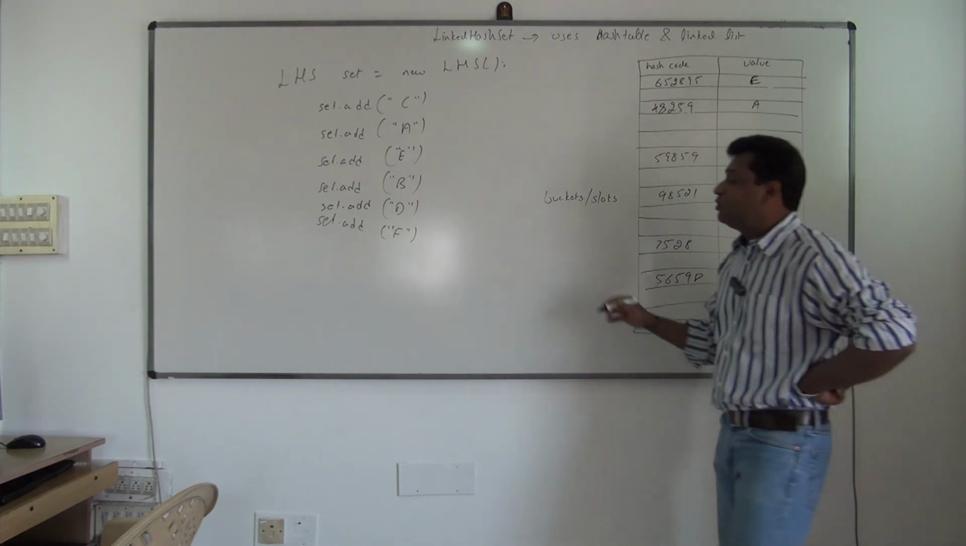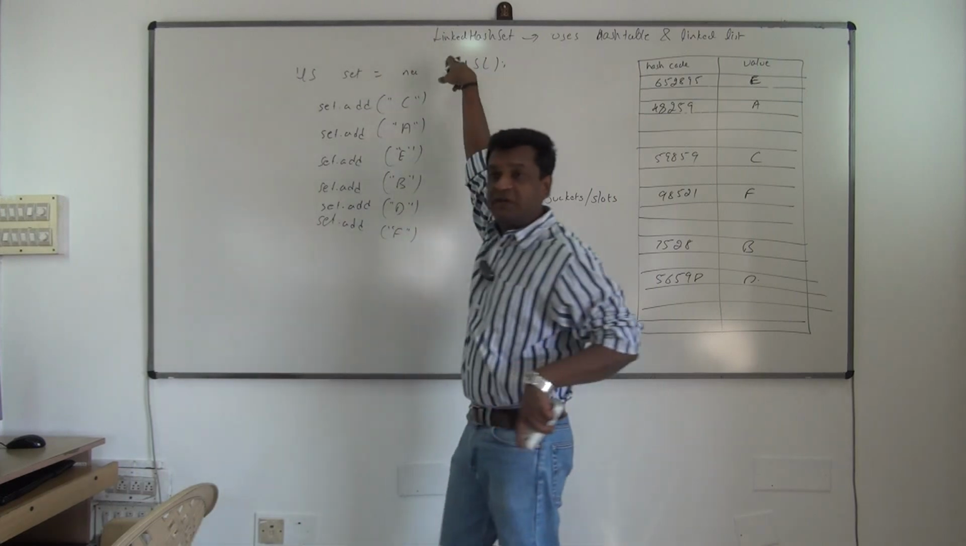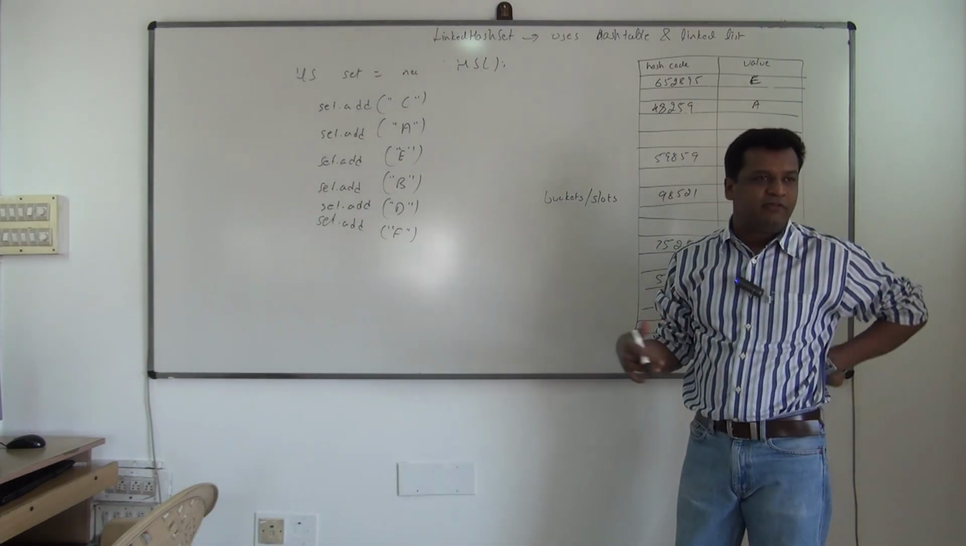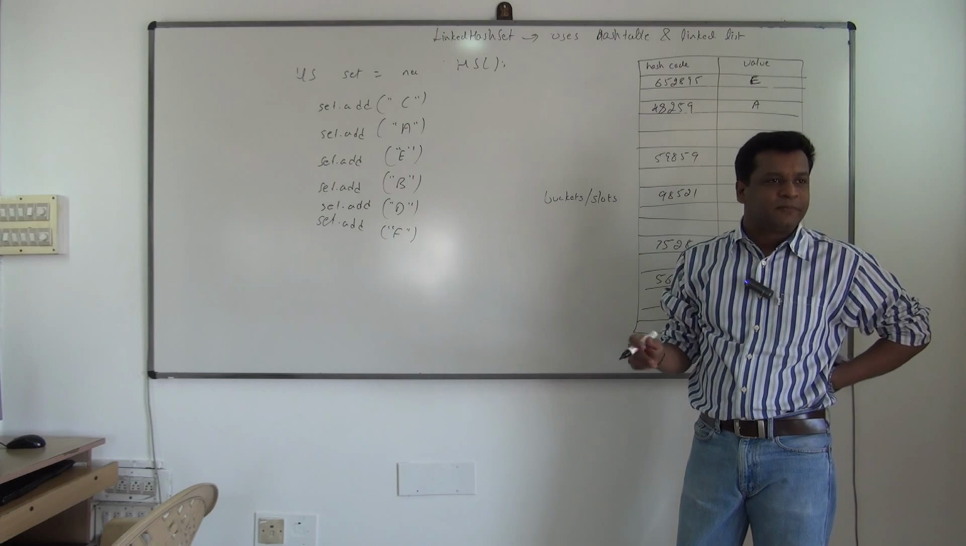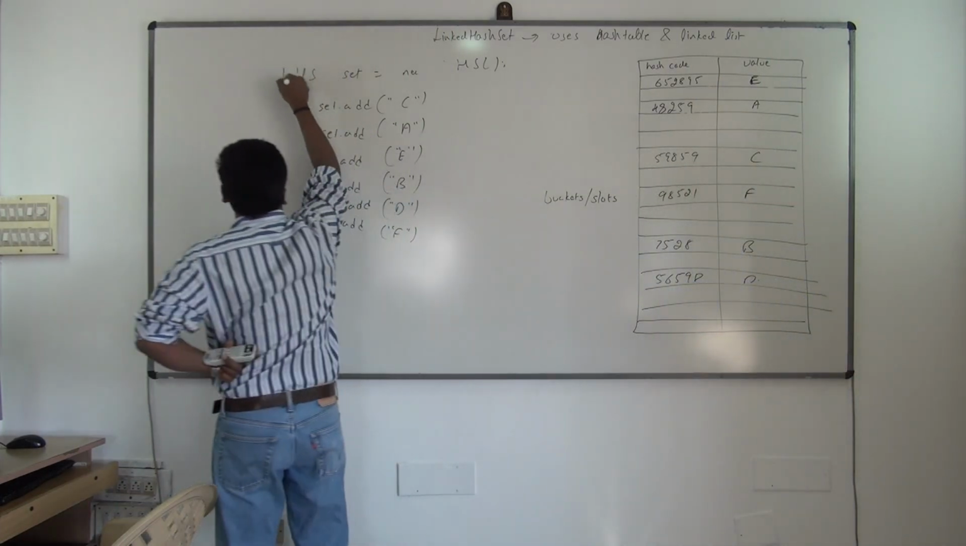So when you print the set, supposing it is a linked hash set. If I had used a hash set, this is how it would have been stored, and when you print, it will print in random order. That's how the hash set works. Understood now? A linked hash set is one step extra.